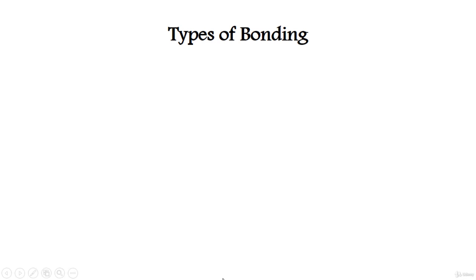Hello students, in this lecture we're going to talk about types of bonding. Bonding is divided into 6 different types, or 7. Modes equals 0 to mode equals 6.